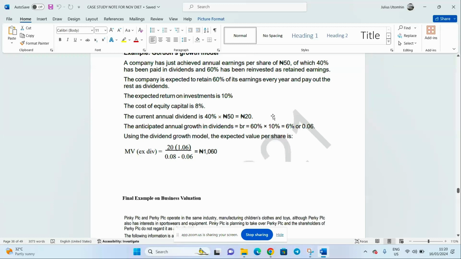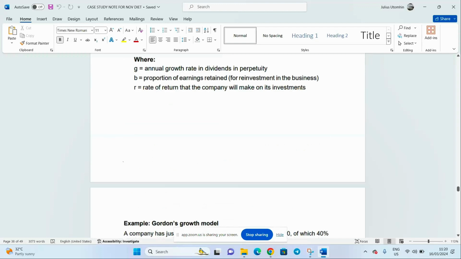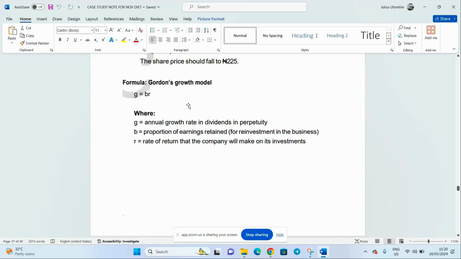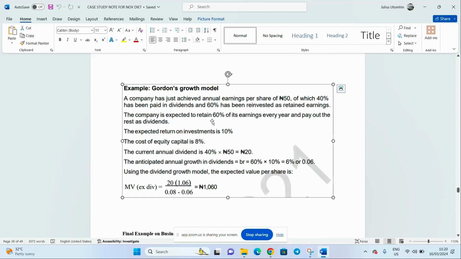All this story they are saying is just to tell you how to calculate your market value using the Gordon method. And the Gordon method says to calculate growth rate, it is retained earnings times cost of equity. According to this question, the retained earnings rate is 60%. Cost of equity is 10%. 60% times 10%, what do you have? You have 6%. Do you agree?